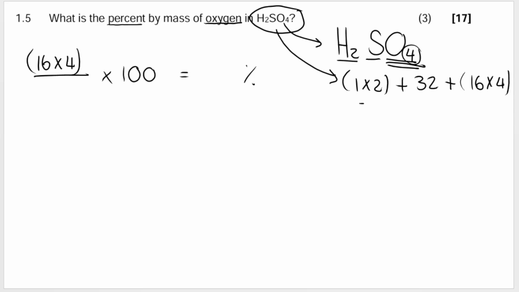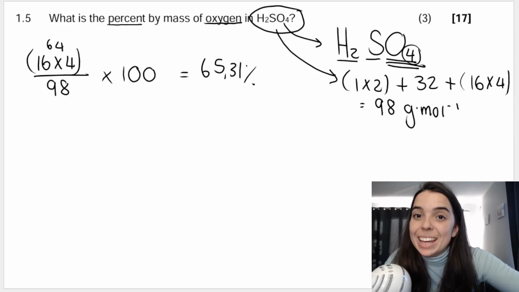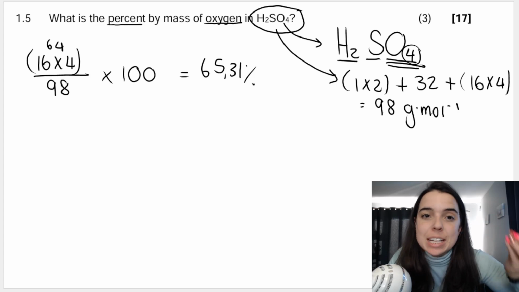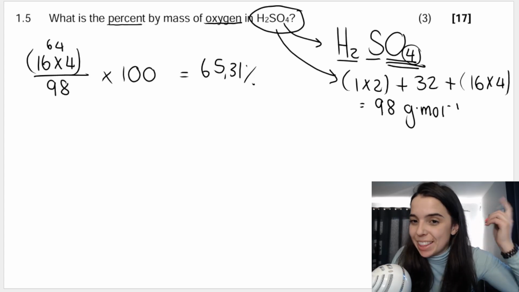That gives me the total molar mass of the compound is 98 grams per mole. That means at the bottom of the fraction, I'm going to have 98. At the top of the fraction, I have 16 times 4, which is 64 basically, because that is the mass of oxygen. So it's 64 divided by 98 times 100. Why times by 100? Because we're getting percent. And I've got 65.31%. There we go.